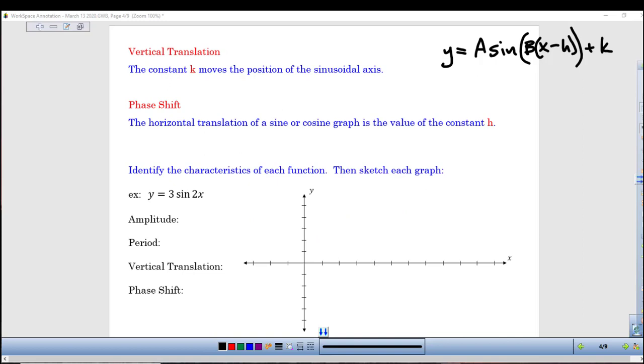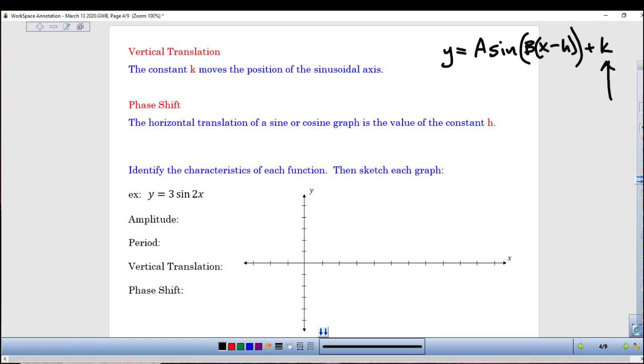The remaining two transformations are our translations. These are the constants that will move our graph from left to right or up and down. Those show up as h and k in our equation. So k, if it's a number that's added somewhere after the equation, outside of the sine or cosine, then that number is going to move the graph up or down.